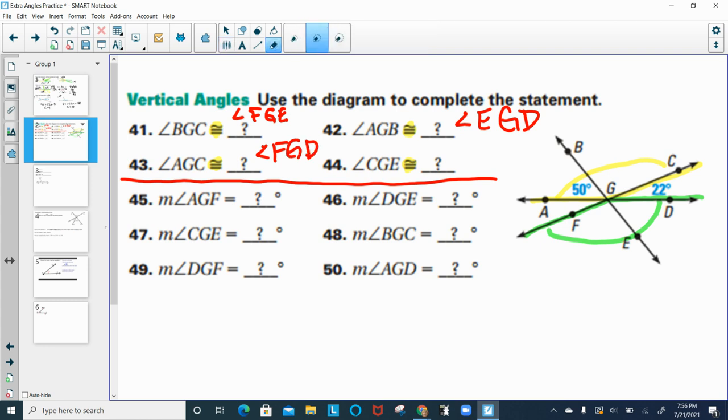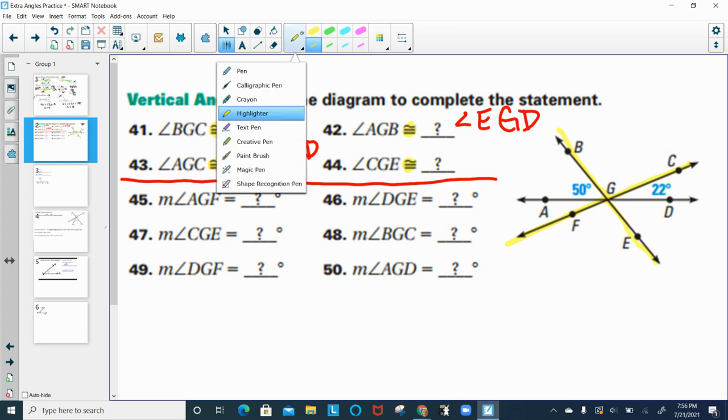Okay, that one was hard, I thought. Okay, and then lastly, and then we'll get into some numbers. So be patient here for just one more moment. So CGE. Oh, okay. Well, that has a vertical pair buddy. I don't think that's so hard to see. BGF. Okay.